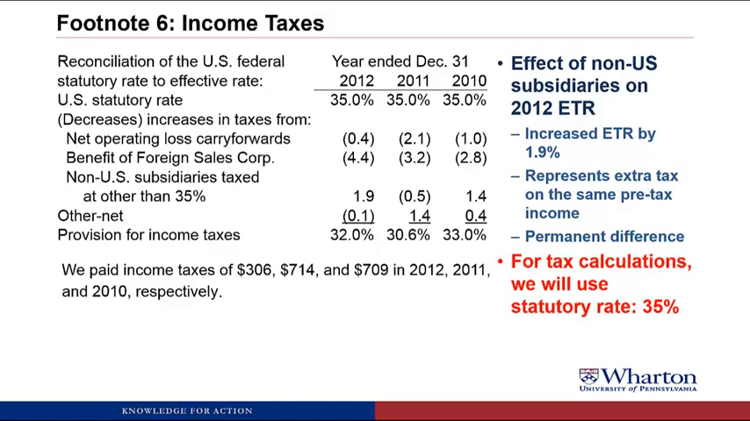And just as a reminder, for all tax calculations, we're going to use the statutory rate 35% because that effective rate of 32% or 30.6% in 2011 is biased by the effect of all of these permanent differences, all of these unusual items listed in this table.